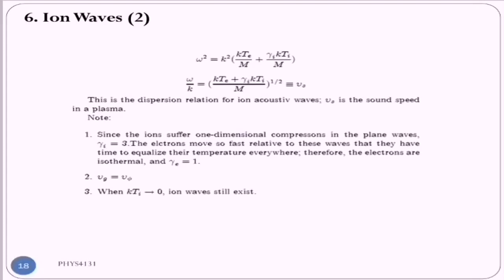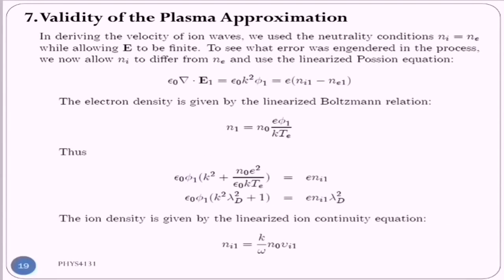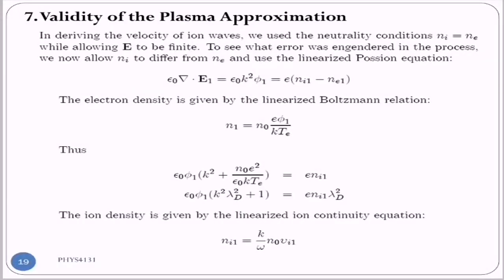Our next topic is the validity of the plasma approximation. While deriving the velocity of ion waves, we have used the neutrality condition: Ni is equal to Ne, that is, the ion density is equal to the electron density, while allowing the electric field E to be finite.